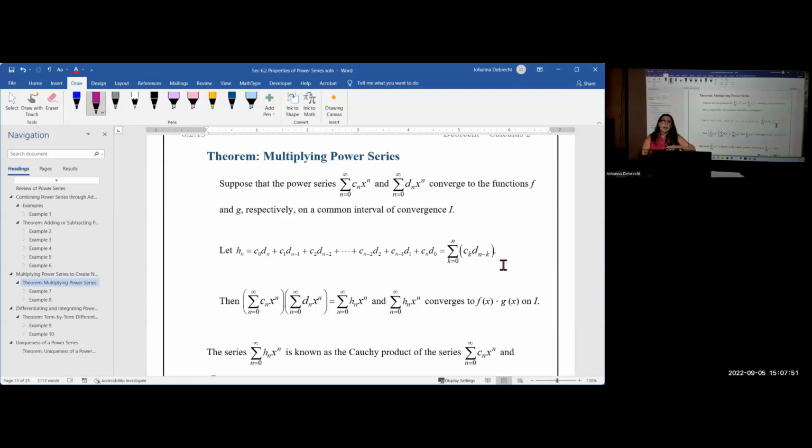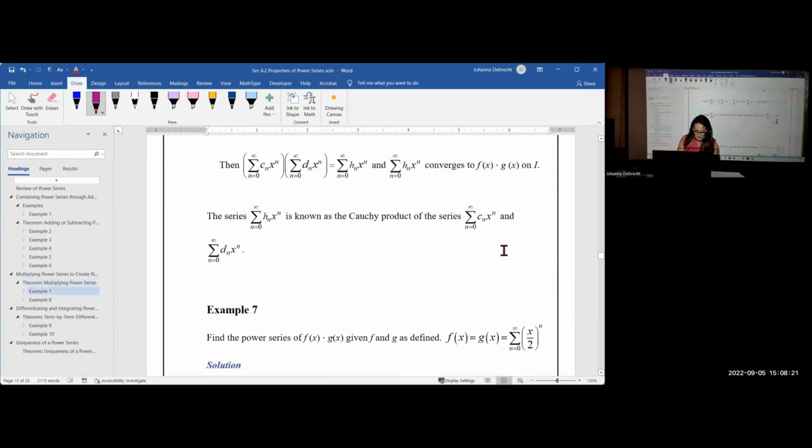So it's more like multiplying by a constant or multiplying by a power of x. It is not like the substitution or the composition one, which can change the interval of convergence. Now, this power series, where the coefficients are given by h sub n, which is this series, times x to the n, is known as the Cauchy product of the two original series, c sub n x to the n and d sub n x to the n.